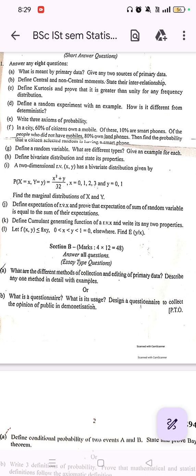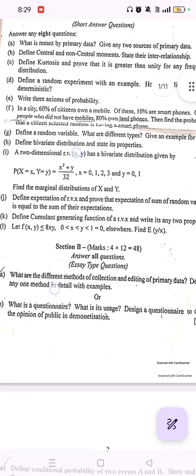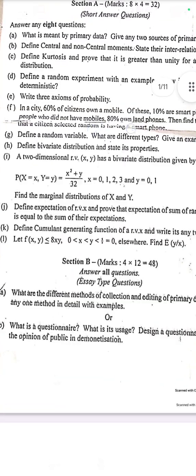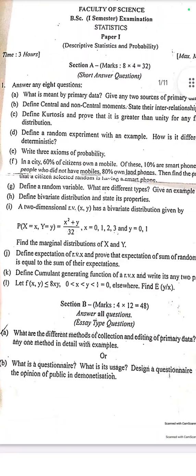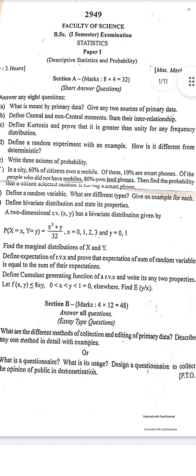This is one of the previous year's question papers of statistics. So please look at these very important questions over here. From unit number 3 and unit number 4, and the first unit and second unit, which are very simple and easy to write.